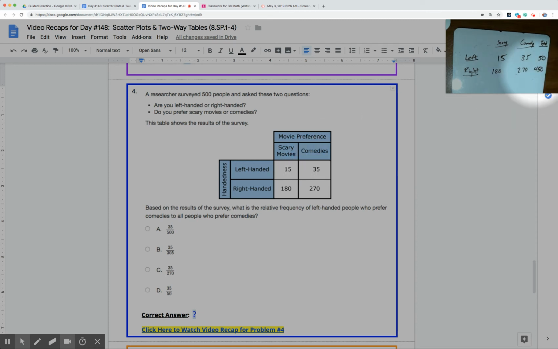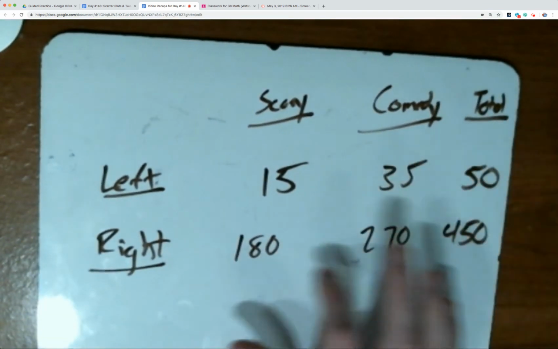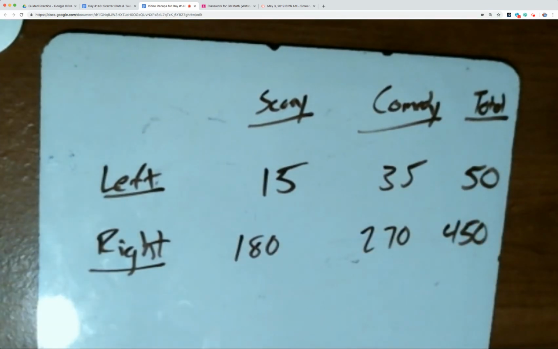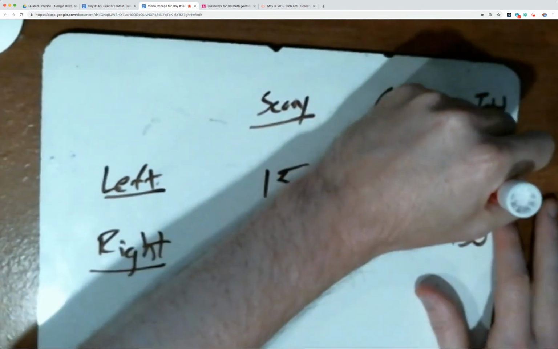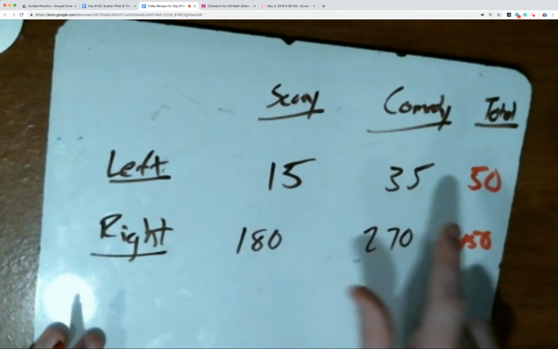So I'm going to full screen the whiteboard as we make more sense of this problem. Again, this is the data we started with, and then you know that there's 50 in total. We could add this in, and 450 righties. We get that by adding up some of the data.